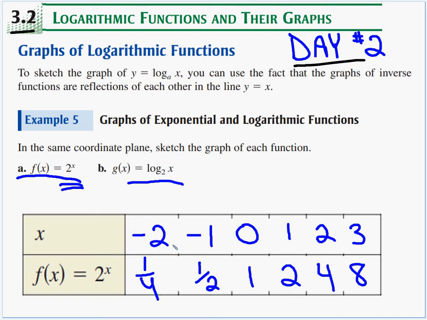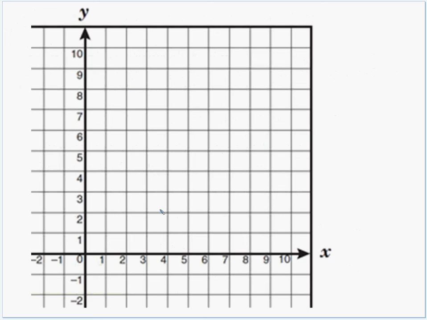I'm going to hop over to the graph and graph those. So we do 0, 1, 2 to the first, 2 squared, 2 cubed. And then to the left, 2 to the negative 1 would be half, and then we have a 1/4. So there is our 2 to the x graph.